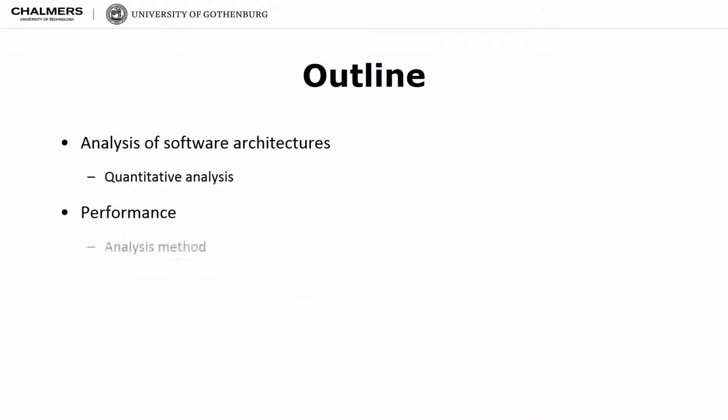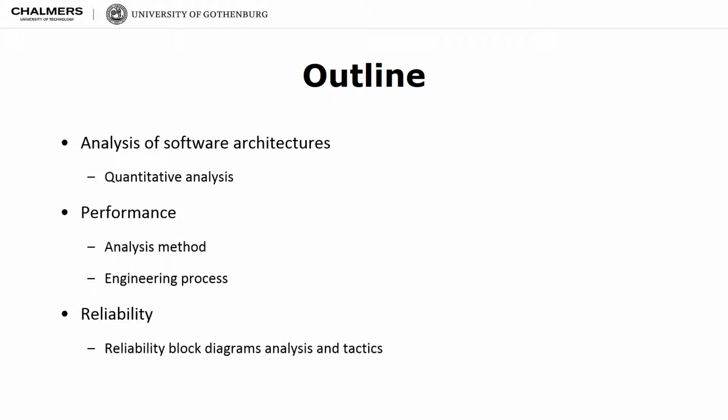This lecture presents systematic quantitative approaches to analyzing software architectures. We will focus on performance and reliability. The methods we present will help to identify potential performance and reliability problems. Moreover, these methods can be used to verify that systems meet their quality objectives.